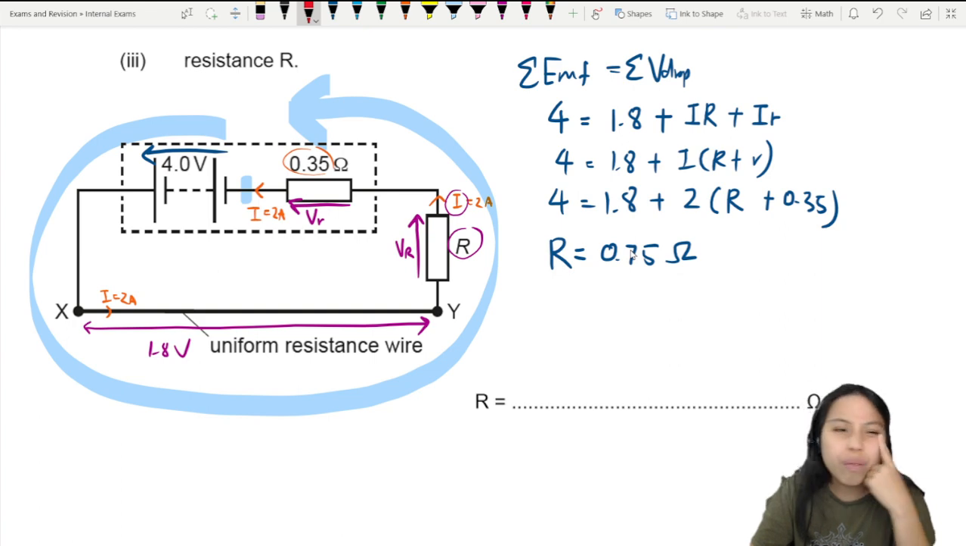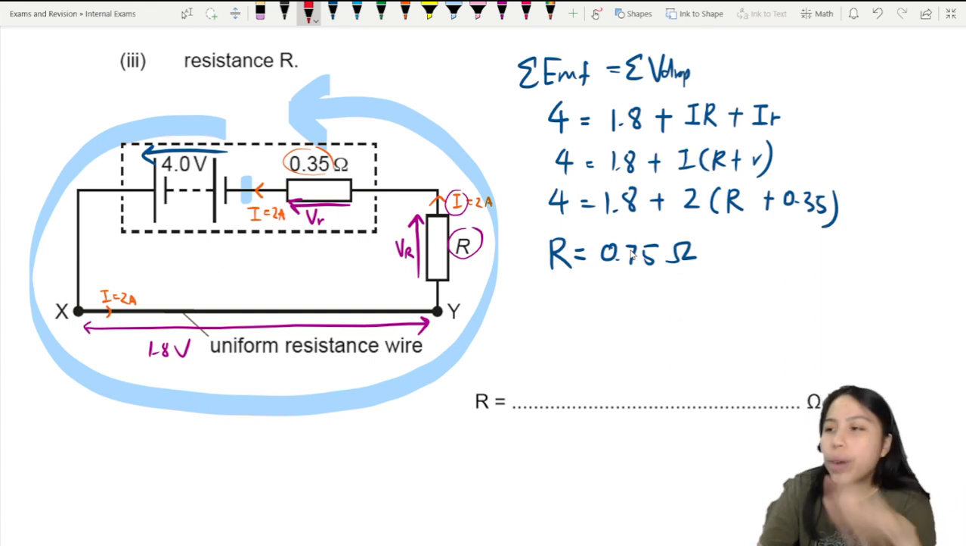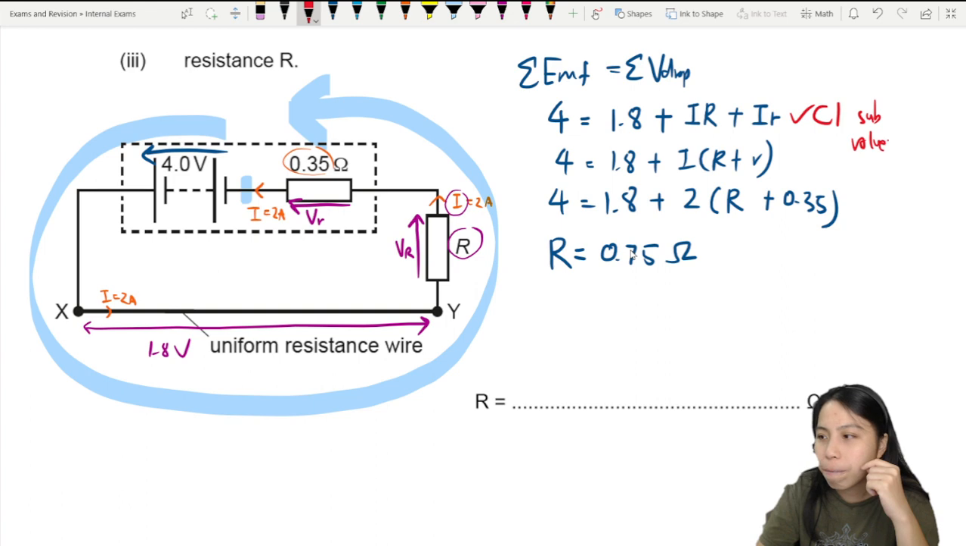Okay, so there's many methods to solve this. This is one of the methods. You can do it in one equation. So whatever equation you use, this is the first line. Depends on your method, where you sub in values, and then you get your final answer.